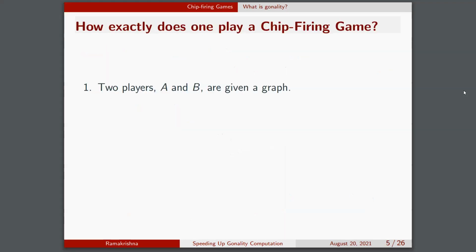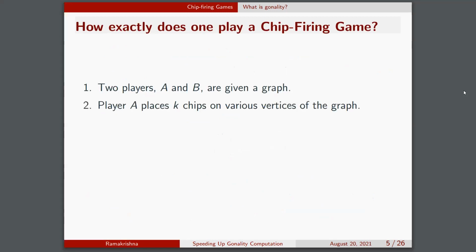So now let's talk about what the actual process of playing a chip firing game looks like. It's a game played with 2 players on a given graph. These 2 players, A and B, are given a graph. Player A is going to place K chips, K being set here, on various vertices of the graph. What player B is going to do is place a -1 chip on some vertex. Player B will want to place a -1 chip on a vertex with 0 chips on it, so that there's a negative number of chips on that vertex.